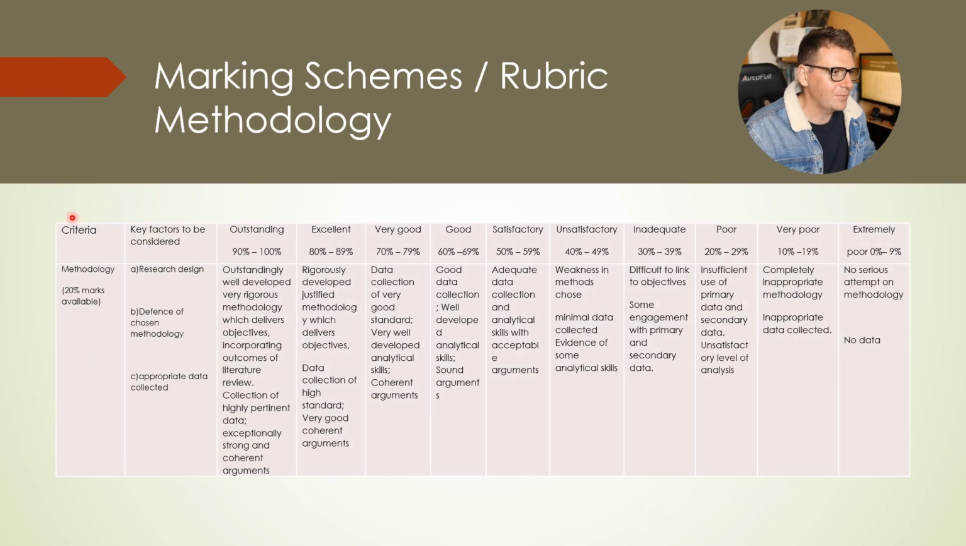Here's the marking scheme, the rubric for the methodology, okay? So again, more or less the same. If you're in the high percentile range in regards to your methodology, it means you have a well developed, very rigorous methodology. You have a collection of highly pertinent data, exceptionally strong, coherent arguments. Okay, and then the very thing at the bottom is no serious attempt in methodology, no data.